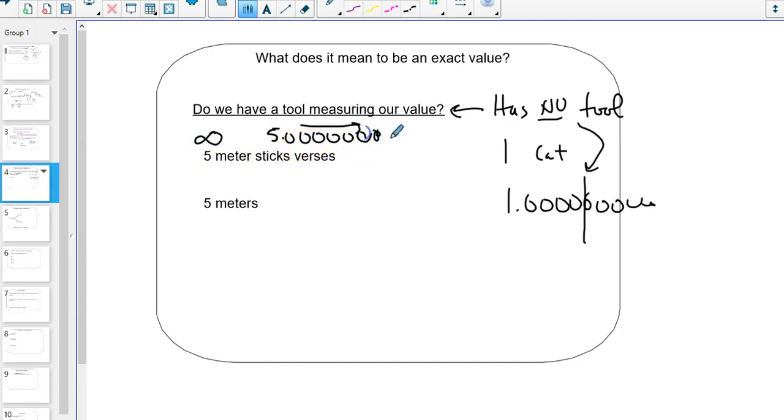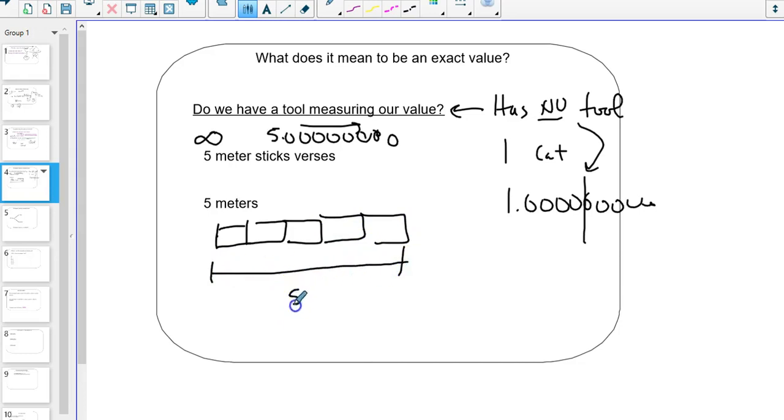Accuracy goes on forever. But if I line all those 5 meter sticks up in a line, 1, 2, 3, 4, and 5, do I have exactly 5 meters? The answer is no, because these meter sticks have an accuracy, and that accuracy runs out. So this would be a measured value.